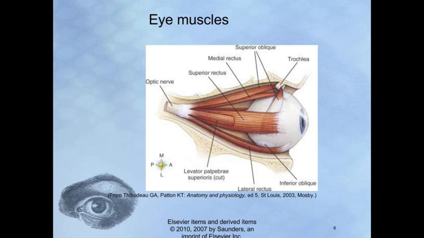Six muscles attach the sclera to the bony orbit and move the eye: 4 rectus muscles and 2 oblique.